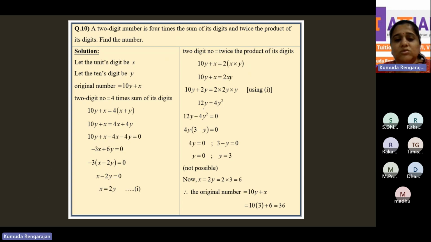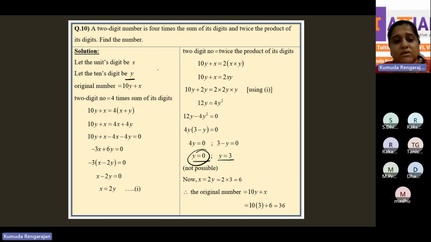Using 1, that way you get 12y is equal to 4y square. Then you can see how I've solved it. So y is equal to 0, y is equal to 3. 0 is not possible because the 10th digit cannot be 0.